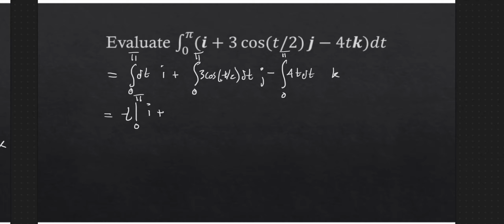Over here, I'll need a u substitution, or just think it through. Let u equal t over 2. Then du dt is 1/2. So I can say du is 1/2 dt, or 2 du equals dt. I can make a substitution there. So I'll get 6 cosine of u du. That'll go to sine. And so what I should have here is 6 cosine of t over 2, evaluated from 0 to pi.